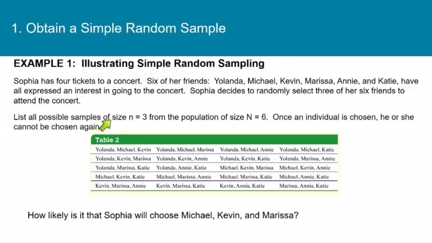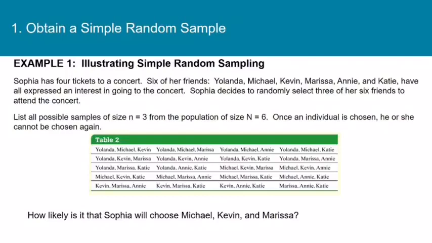List all possible samples of size lowercase n equals 3 from the population of size capital N equals 6. Once an individual is chosen, he or she cannot be chosen again. And that makes sense because she wants to give the 3 tickets to 3 different people. It wouldn't make sense to have somebody chosen twice. So they've already actually done this for us.